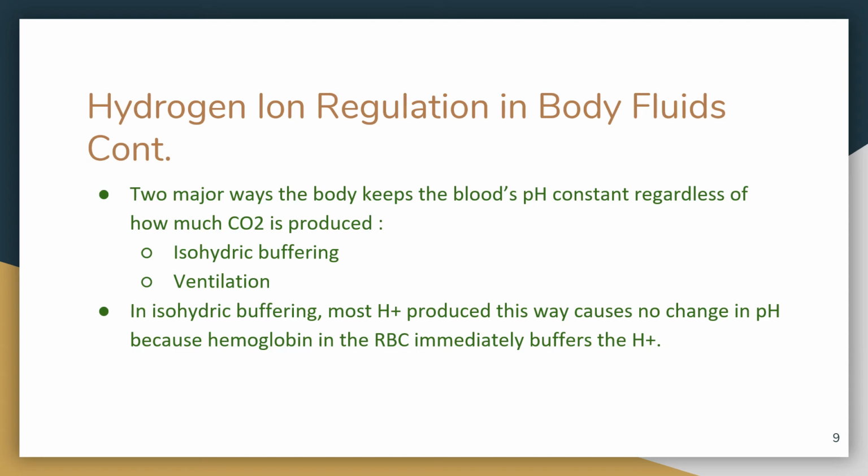Okay, so ventilation is one of them that's mentioned there. Two of the major ways that the body helps keep the blood's pH constant regardless of how much CO2 is produced. Well, obviously ventilation and isohydric buffering. So in isohydric buffering, most of the hydrogen produced this way doesn't really cause too much of a change in the pH, because the hemoglobin in the red blood cell helps buffer that hydrogen. Okay, and we'll talk more about that as we go on.